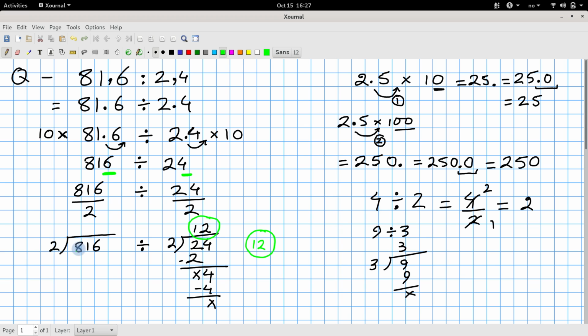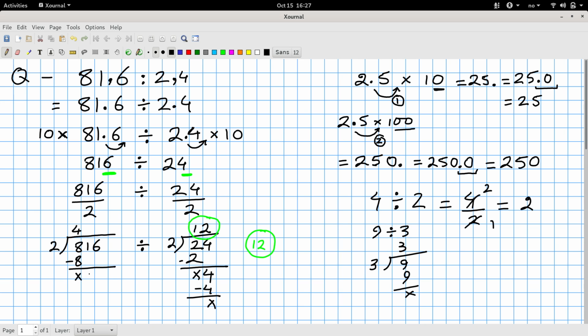Now we solve this 816. We know that 8 is a multiple of 2. So 2 4s are 8. And then you subtract them. 8 minus 8, nothing left.